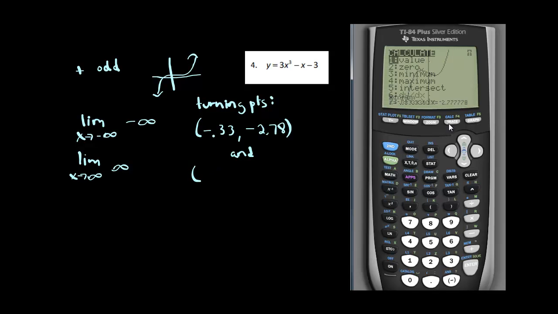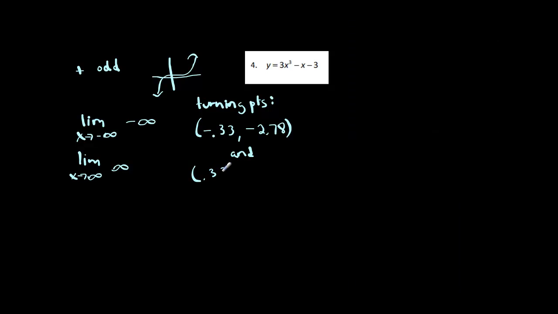So second trace minimum, since it bottoms out, so just to the left of that and to the right of it. And this one is 0.33, comma, negative 3.22. So those are your turning points.